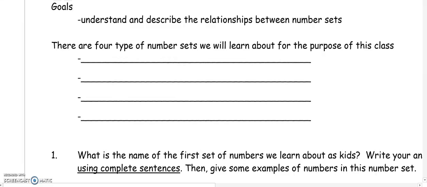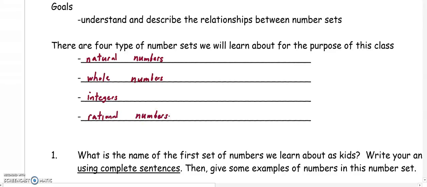This video is about the number sets and how to identify and describe the relationships. So there's four types of number sets that we're going to talk about for the purpose of this class. We have natural numbers, we have whole numbers, we have integers, and we have rational numbers.